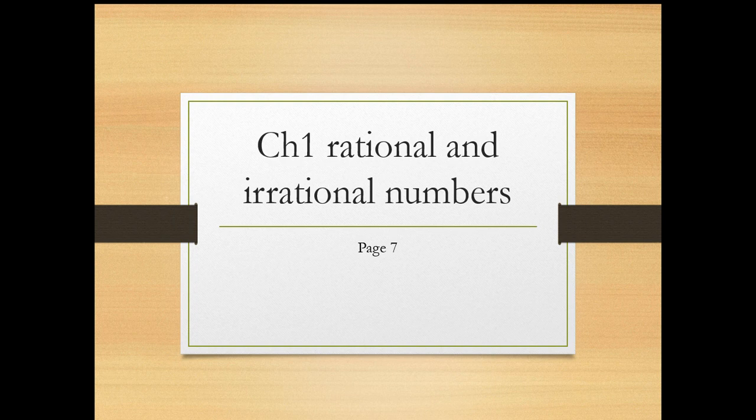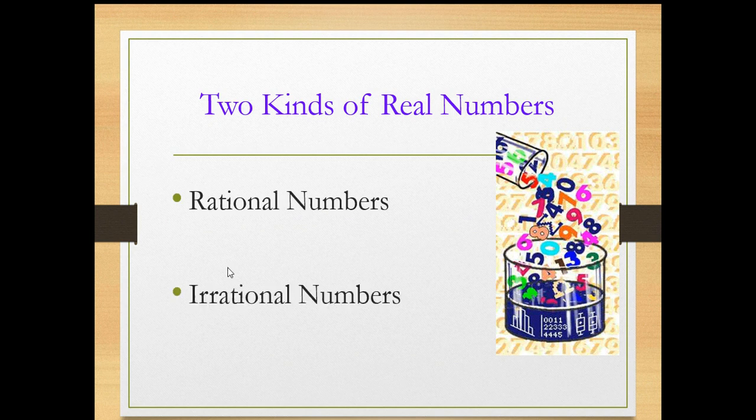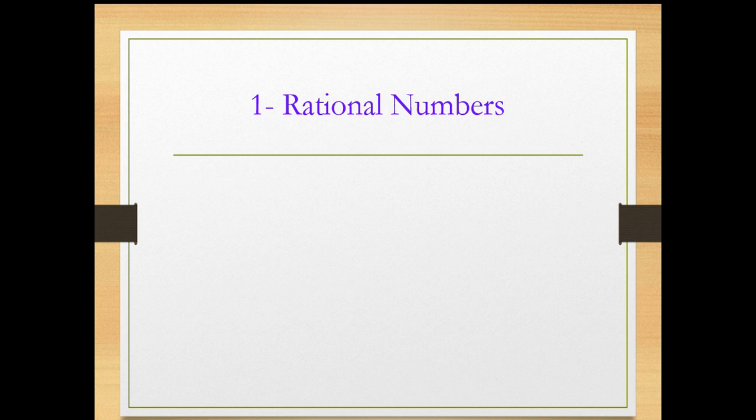The preceding one was a revision. You needed it, but you saw it before. This one, you didn't see before. We're going to start by doing this part, that we have two kinds of real numbers. We have rational numbers, we have irrational. What does rational mean? What does irrational mean? Rational numbers first. What does rational number mean?